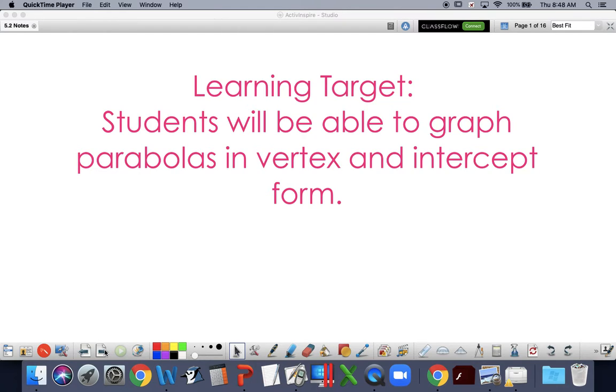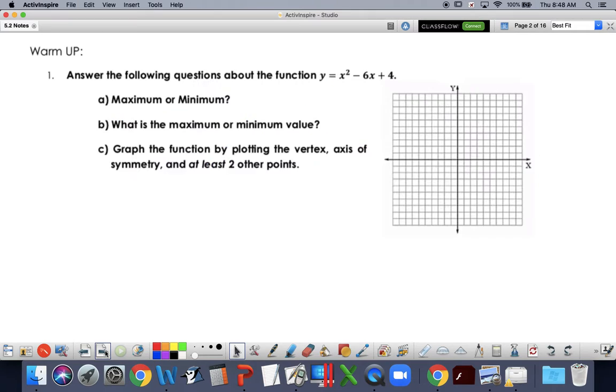Now with that said, you do have the option of using your calculator, right? Use all of your resources, that's what I'm all about. So we'll make sure that we all know how to do this on the calculator as well.